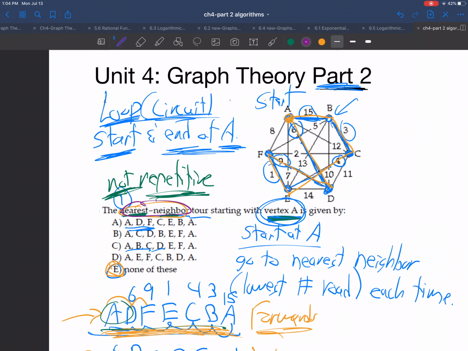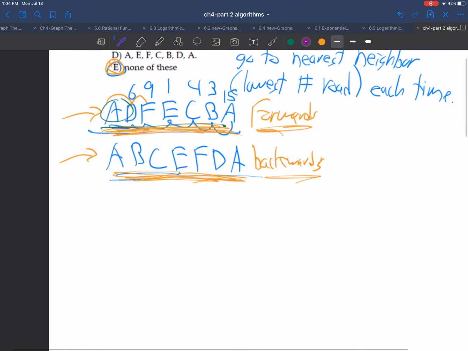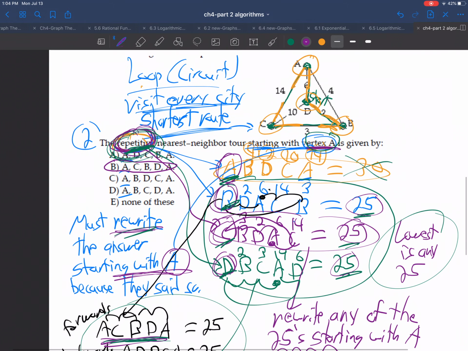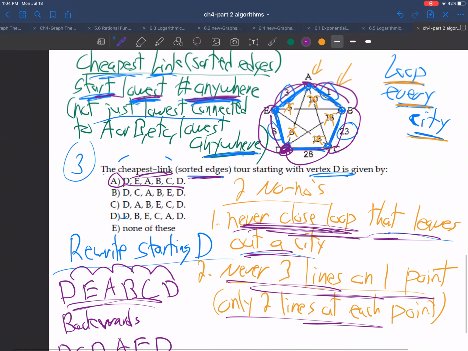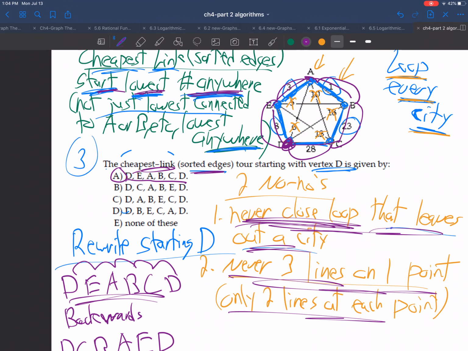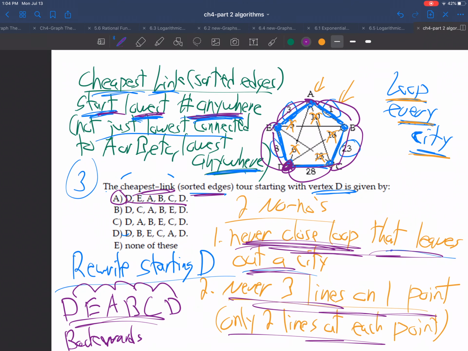When it says nearest neighbor, it doesn't say repetitive, you just do that one easy thing. If it says repetitive nearest neighbor, much harder. You got to repeat, do every letter, and then rewrite at the end with the lowest, starting with A or with whatever they wanted. And then cheapest link, sorted edges, is totally different. You start with the lowest anywhere, and they don't connect at first. They connect up at the end.